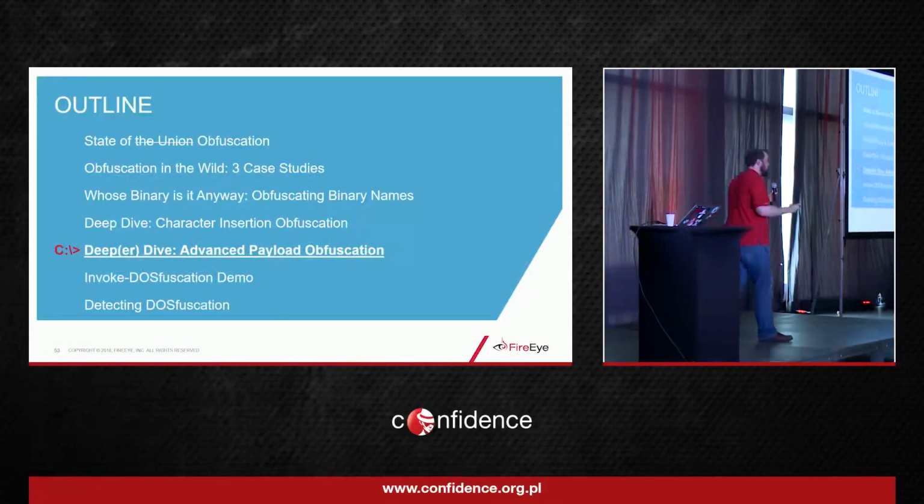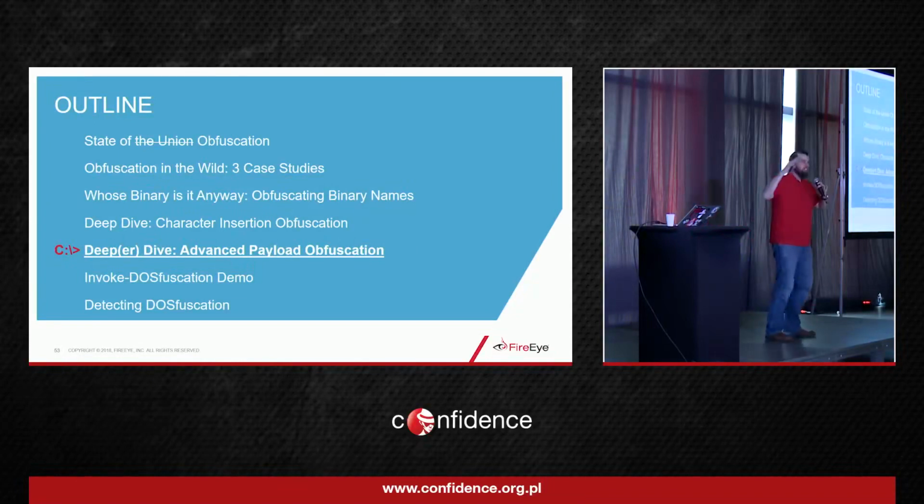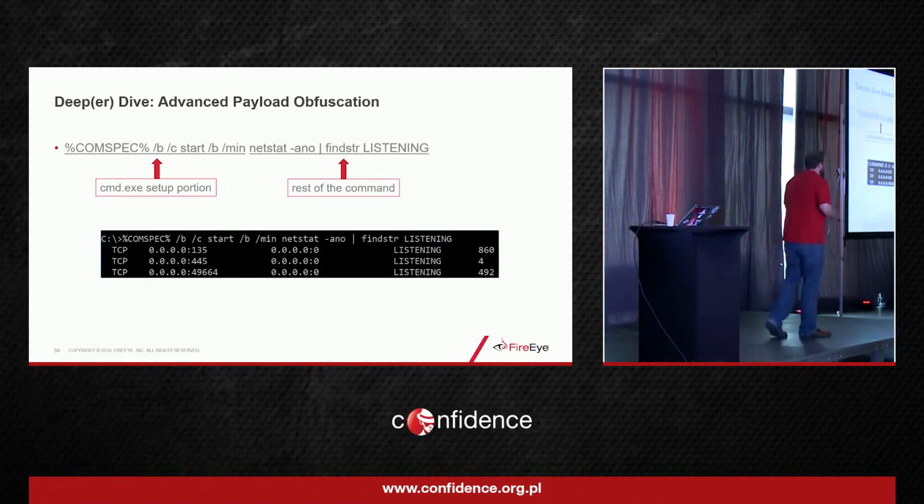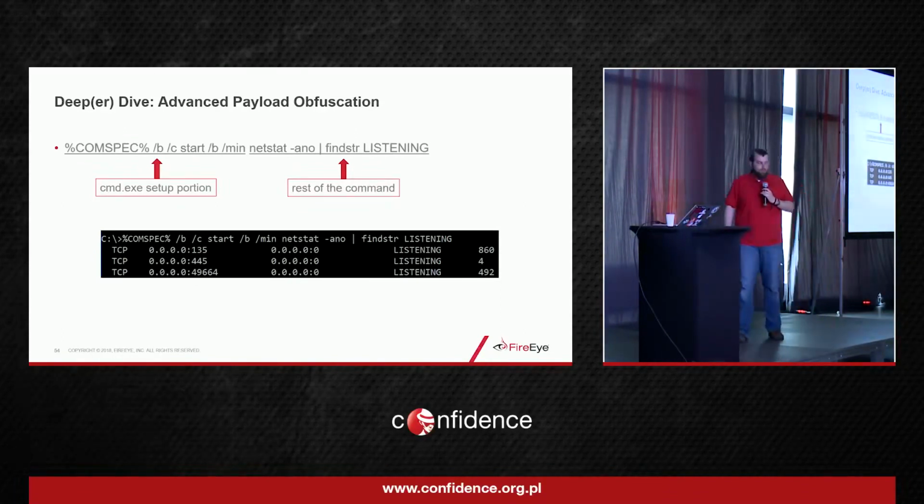All right, we talked about obfuscating binary names. We kind of covered this general category of character insertion. But what about the attacker who says, okay, maybe the defenders are looking for a lot of tick marks or a lot of carets, a lot of quotes and these commas and semicolons. Is there a way that I can obfuscate my payload without using any of that? The answer is yes. And I chose this as an example.